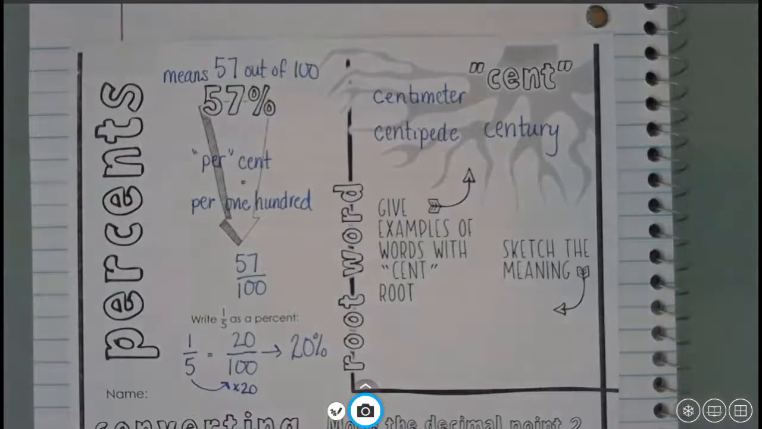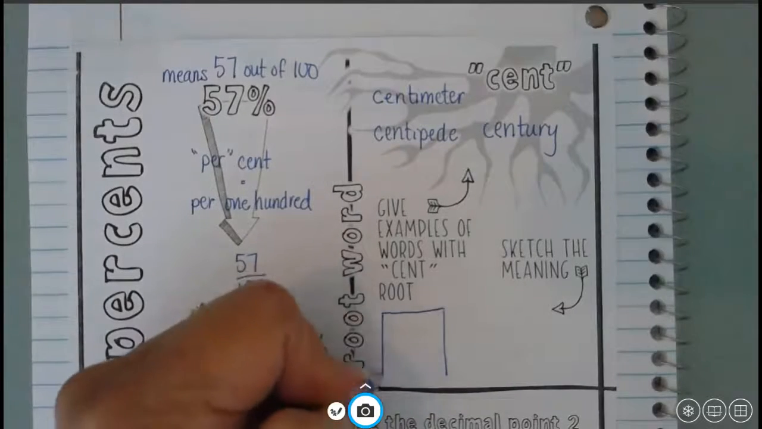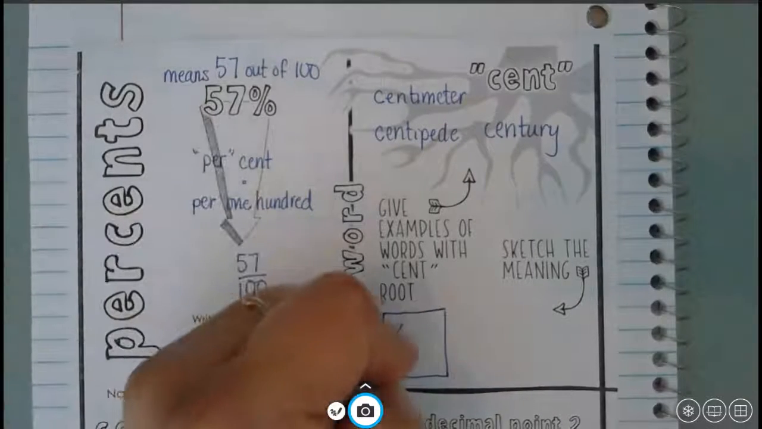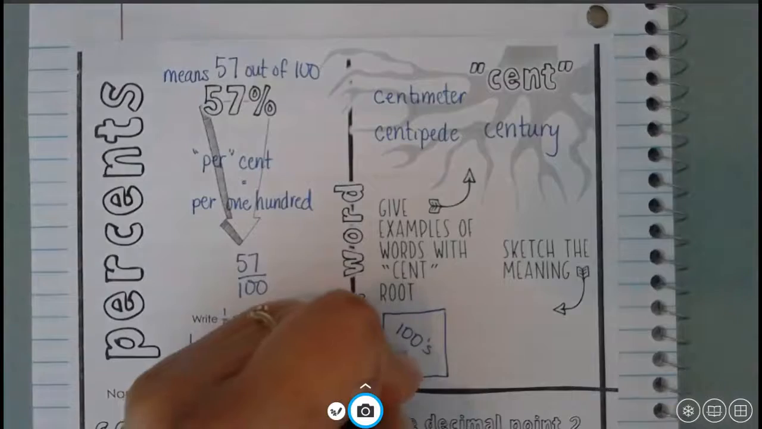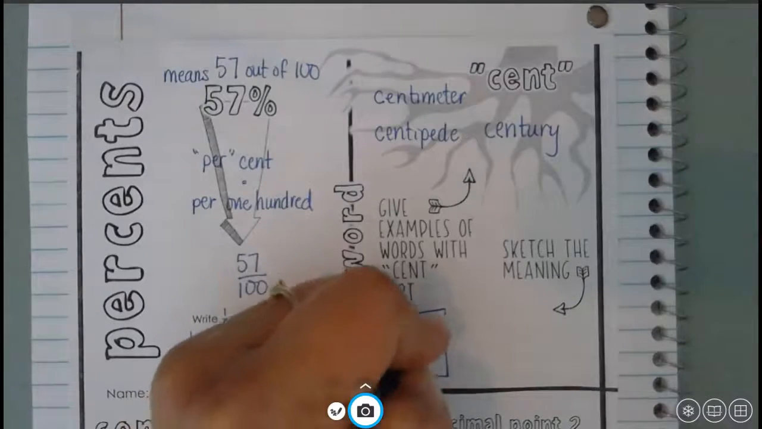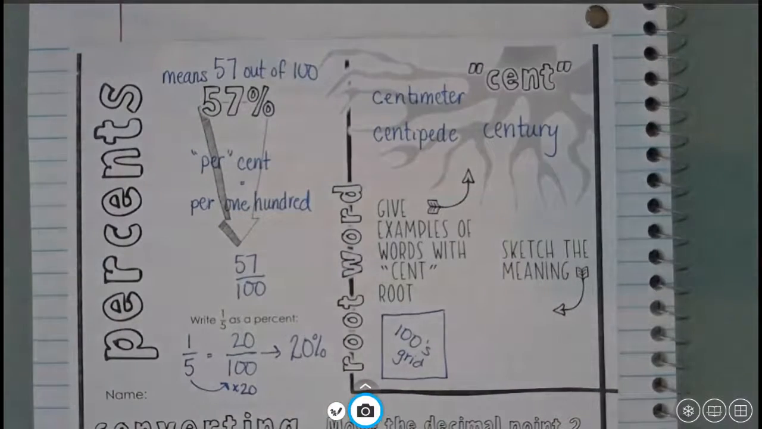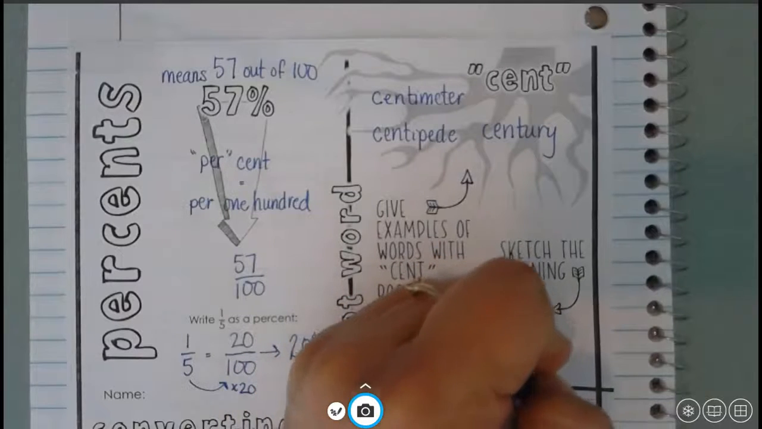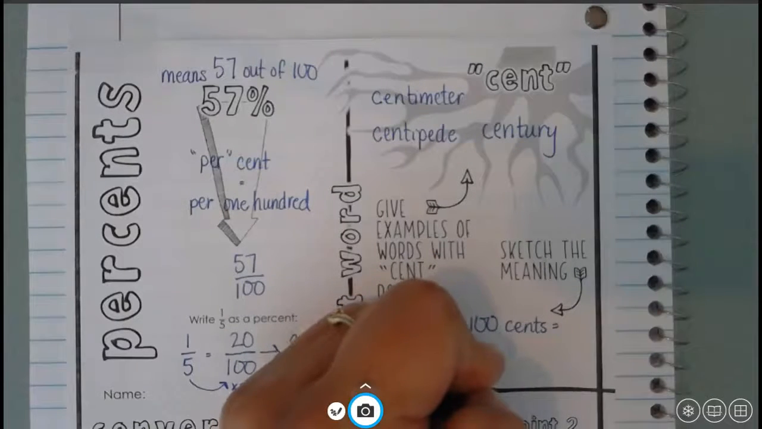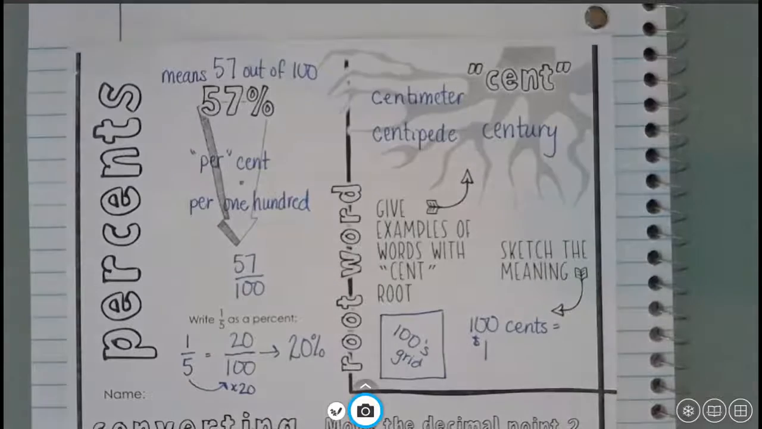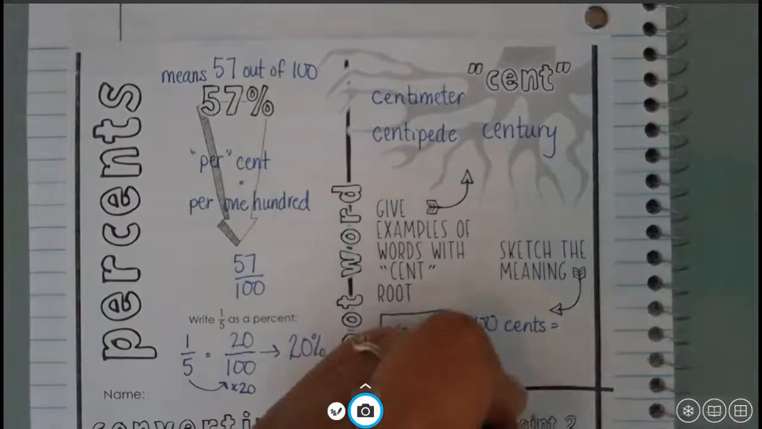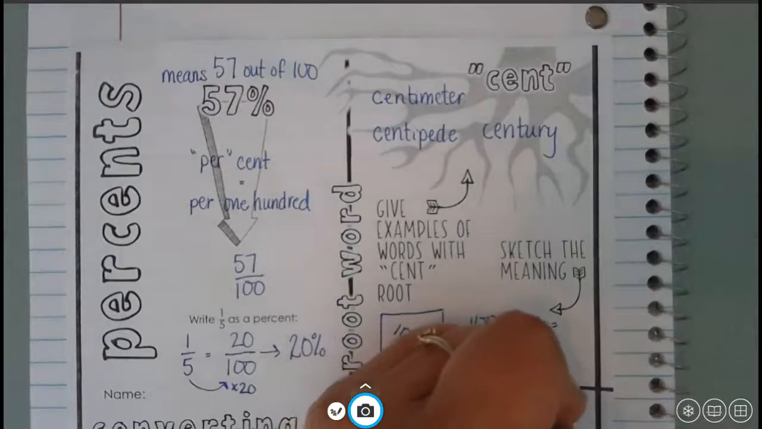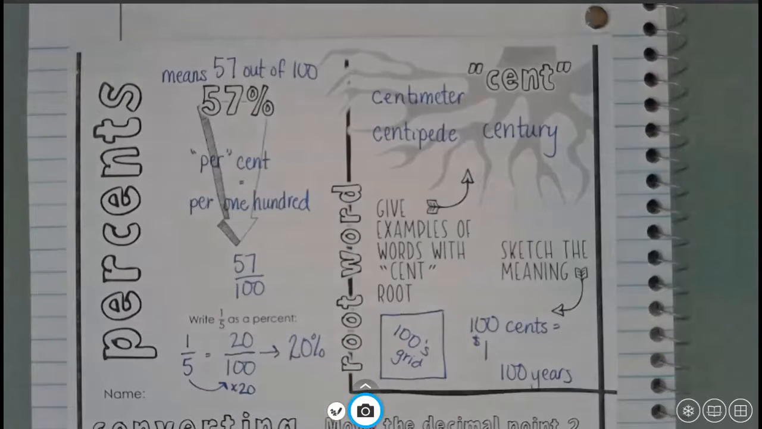They want you to now come up with a sketch, a meaning of the word. My best sketch, I'm thinking of a hundreds grid. You know all those lines that go in there? That's what I'm thinking of. Or I might think, 100 cents, like 100 pennies, equals $1. You got it, $1. Century means 100 years.